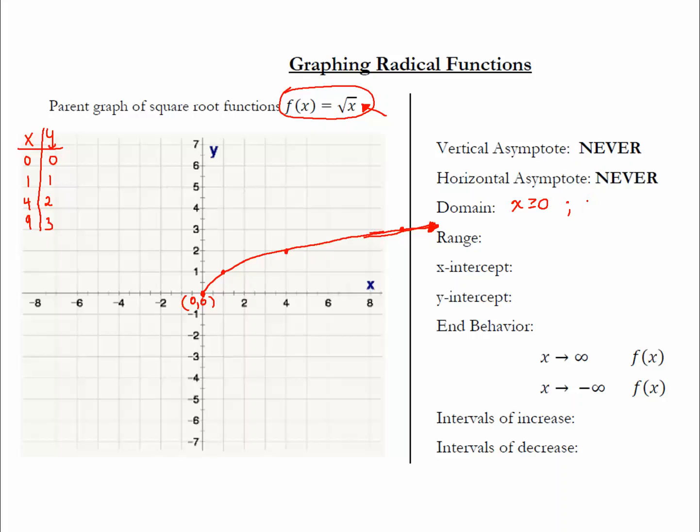We can also write this in interval notation and say from 0, and we're including 0, that's why I put it in a bracket, to infinity. x has to be 0 or greater than 0. So either one of those will be appropriate for the answer for the domain.